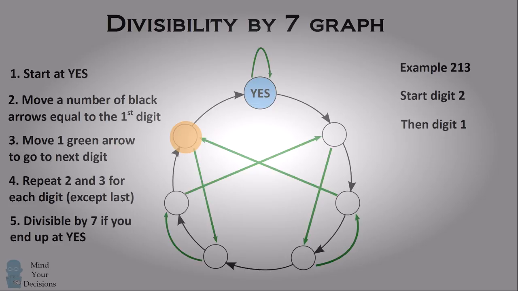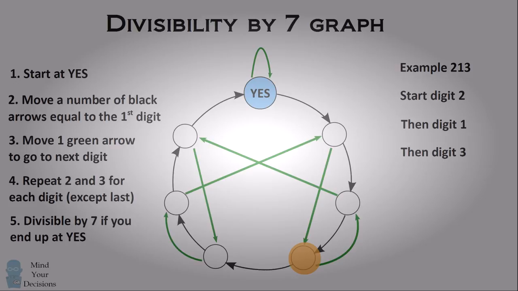For the digit of 1, we move one black arrow, and then we need to move one green arrow. In this case, the one green arrow brings us back to the same spot. We finally consider the last digit of 3, and we move 3 circles, 3 black arrows, and that brings us to this circle. So we found out that no, 213 is not divisible by 7.